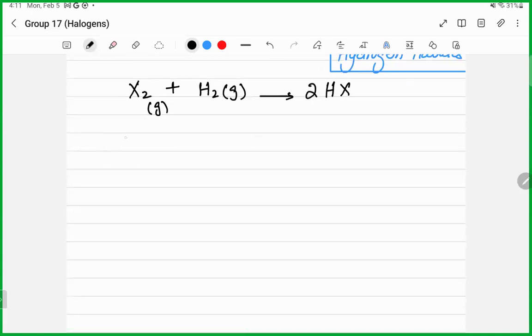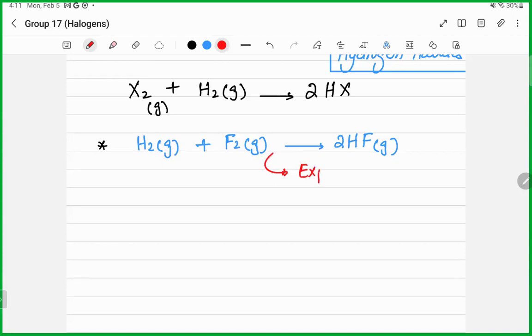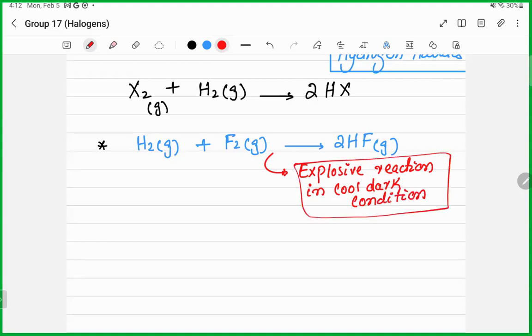Okay, so the first reaction is the reaction of hydrogen with fluorine. If you have hydrogen gas reacting with F2 gas forming HF, which is also in a gas form. So you have HF hydrogen fluoride gas. Okay, clear? And this reaction takes place even in a cool dark condition. So it is an explosive reaction in cool dark conditions. ठीक है बेटा? So they react explosively even in a cool dark condition.